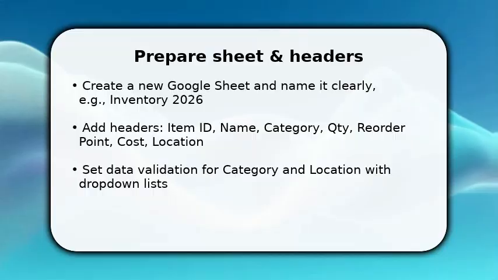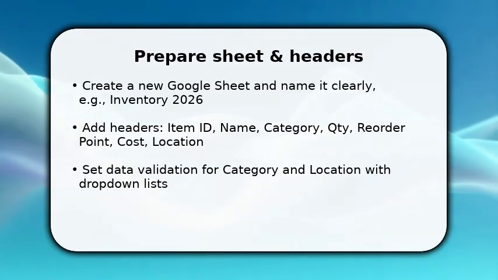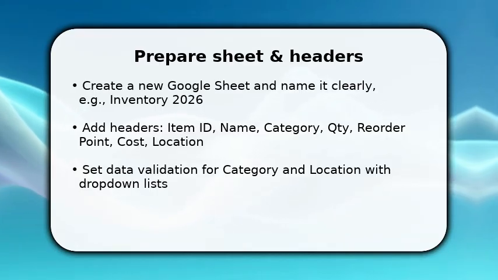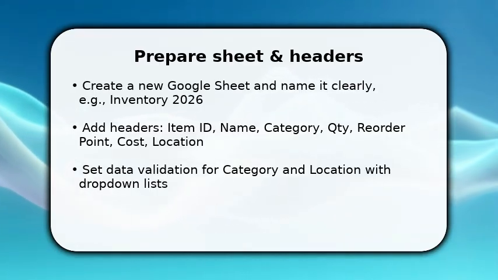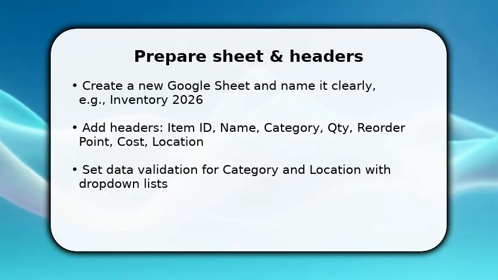You start by creating the sheet and laying out headers so data is consistent. This prevents errors down the line. Enter item ID, name, category, QTY, reorder point, cost, and location as columns.